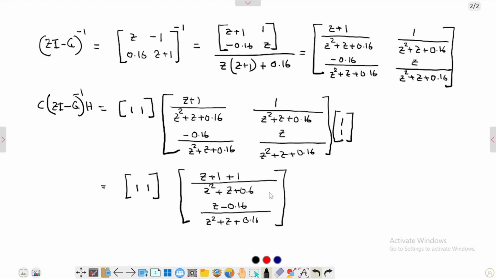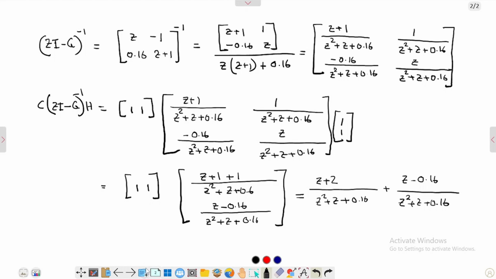After this, if we multiply this one, what I get is z + 2 divided by z² + z + 0.16, and plus z - 0.16 divided by z² + z + 0.16. If I add these two, what I get is 2z, and if I take this one out, I get 1.84.